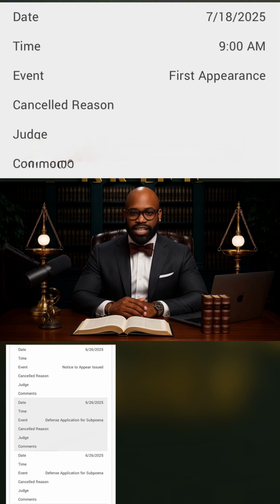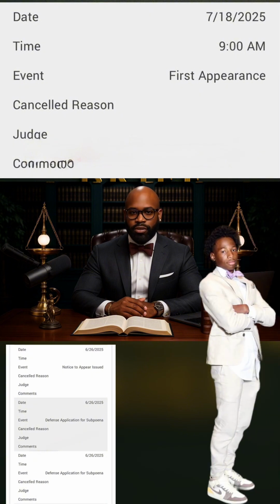Why is a defense application for a subpoena necessary? In a criminal case, the defense attorney has the right to gather evidence to support their client's case. However, they don't have the power to force people or organizations to cooperate. That's where the subpoena comes in. Gathering evidence: subpoenas allow the defense to obtain documents, records, or other evidence that may be crucial for the case, such as medical records, financial documents, or surveillance footage.